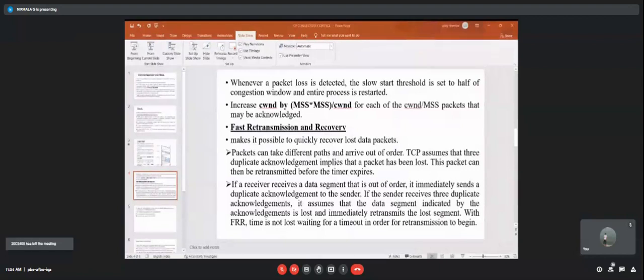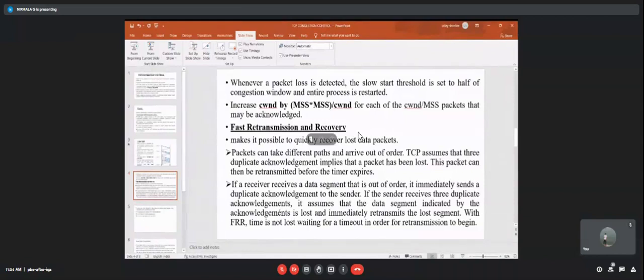So slow start mechanism is not so efficient as it increases the congestion window exponentially. So that is overcome with the fast retransmission and recovery mechanism. So what is this fast retransmit and recovery mechanism? It makes it possible to quickly recover the lost data packets. Okay, so here the packet loss acts as a signal for detecting the congestion. Whenever there is a packet loss, it tells that there is congestion in the network. So packet loss itself is considered as a signal for detecting the congestion.